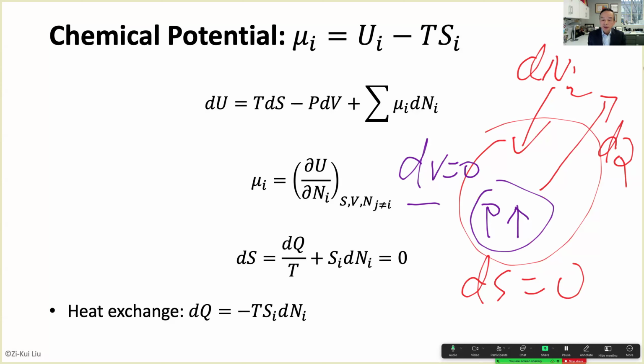That means S and V, S and Nj, or any N, they are not independent. You actually cannot treat them as independent variables because of this relation.